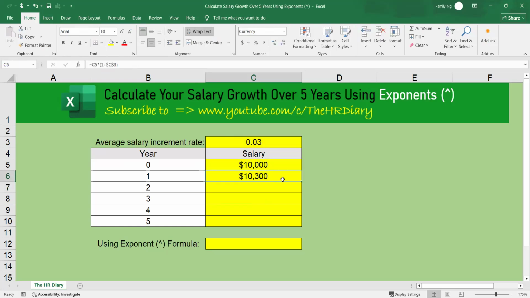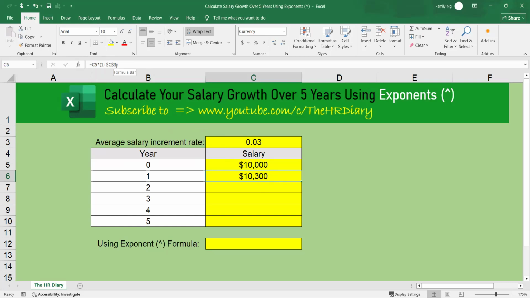Now, let's explain this formula. This formula multiplies my starting salary, C5 is my starting salary, 10,000, for example, by 1 plus cell C3. So it multiplies 1 plus 3%. All right. So that means it multiplies the salary of 10,000 by 1 plus 3%. All right.